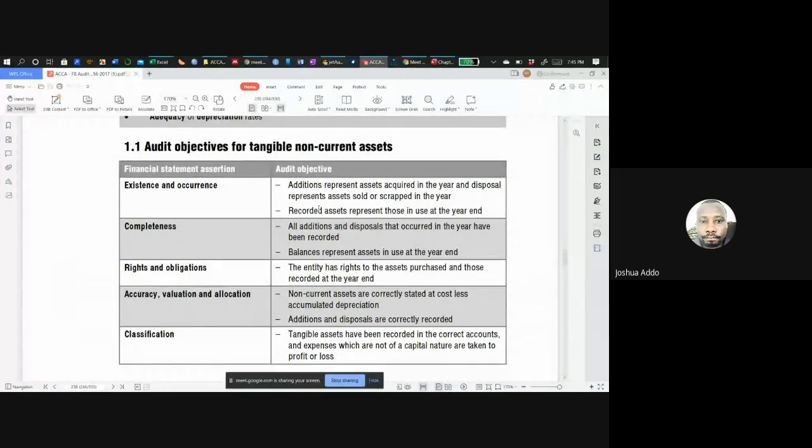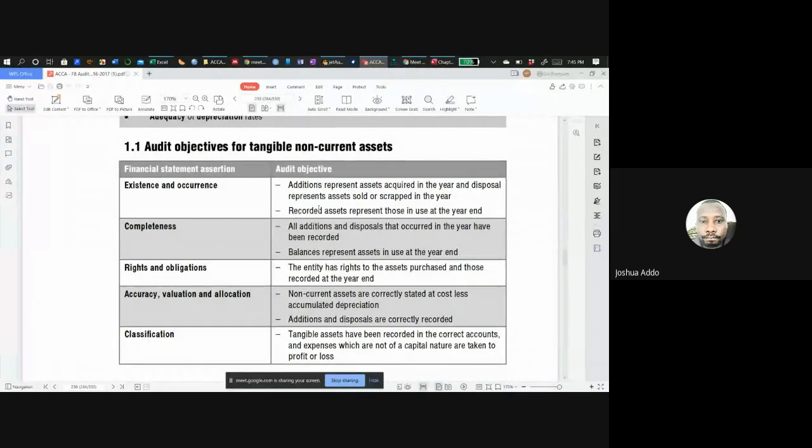Recorded assets represent those in use at the year end. So they are there. It's not like the figures are pointing to the north, and when you go to see the underlying assets that they have said exist on the balance sheet, they are pointing in a different direction. That shouldn't be the case. The auditor has to check, because people can lie. Completeness.